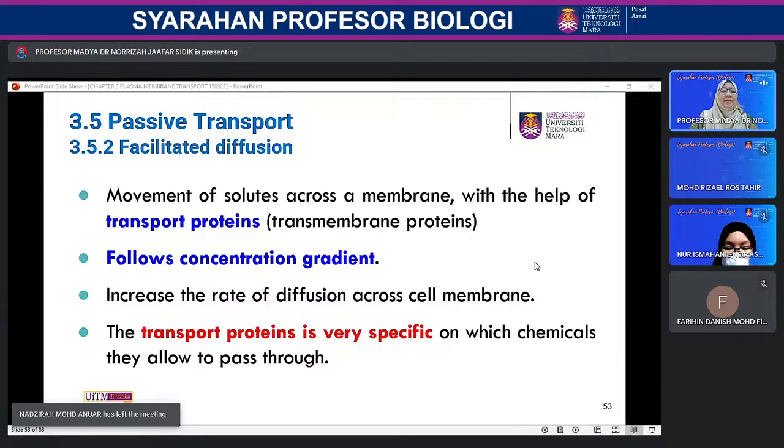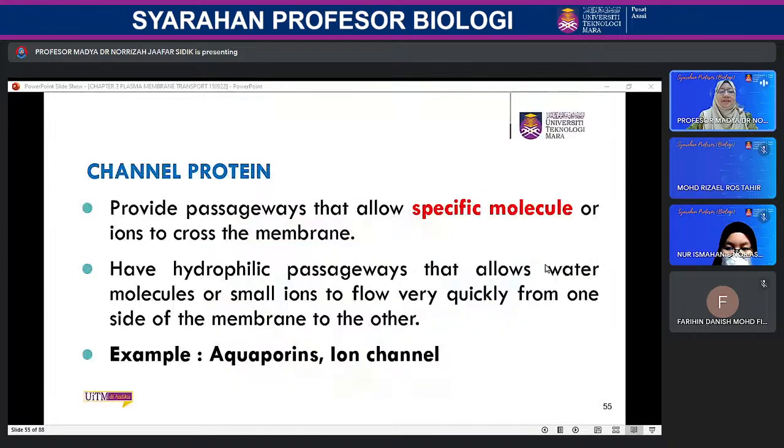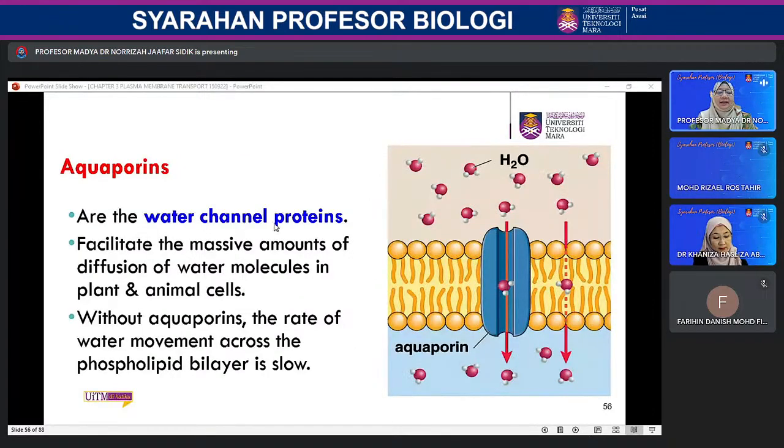Okay, now we look at these channel proteins. Yeah, the channel proteins, which allow specific molecules or ions to cross the membranes. They have a hydrophilic passageway that allows the water molecules through, for example the aquaporins. Yeah, so these are the water channel proteins. They facilitate massive amounts of diffusion of water molecules in the plant and also in the animal cells.